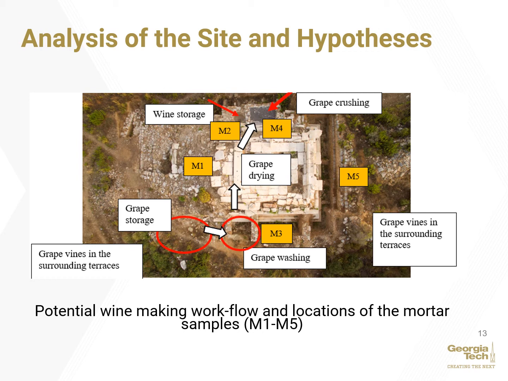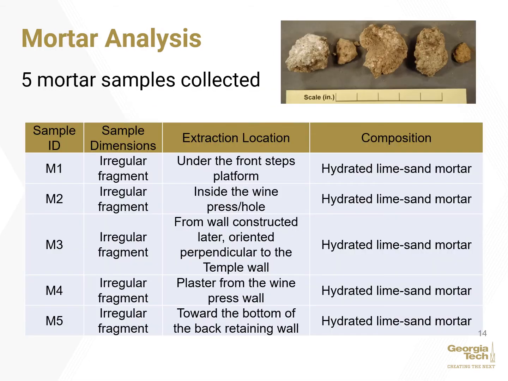Looking at the same view then, the samples of mortar we collected, M1 through M5, are from different areas, different structures. M1 was collected from the front staircase mortar, M2 from the wine press interior walls, M4 is from the side of the wine press, or from this flat area, and M3 was from the walls that are on the other side, and M5 from the back retaining wall.